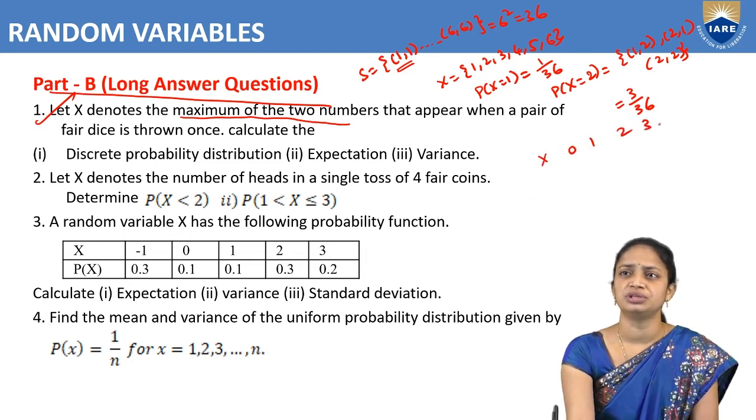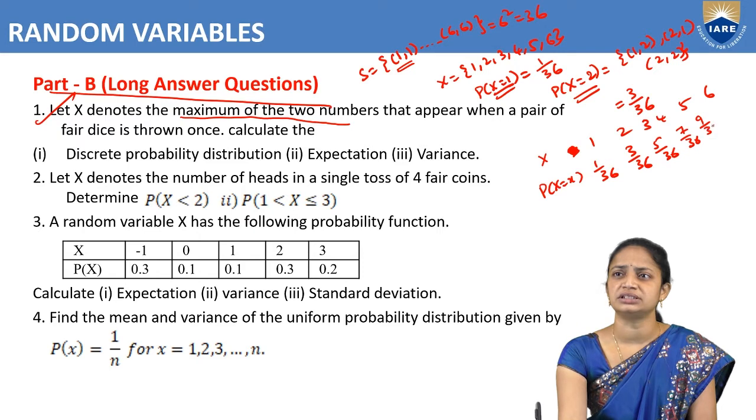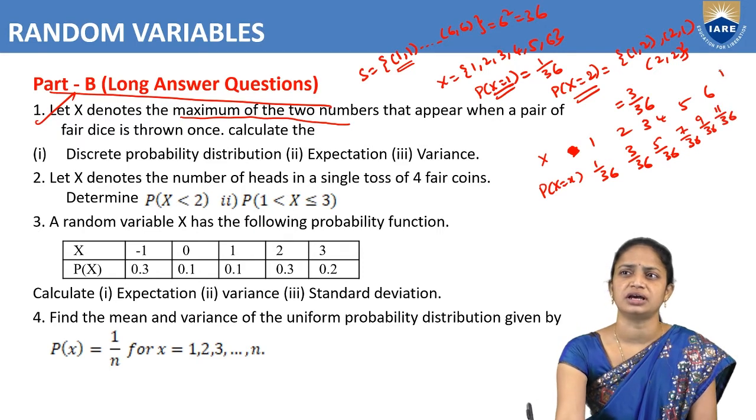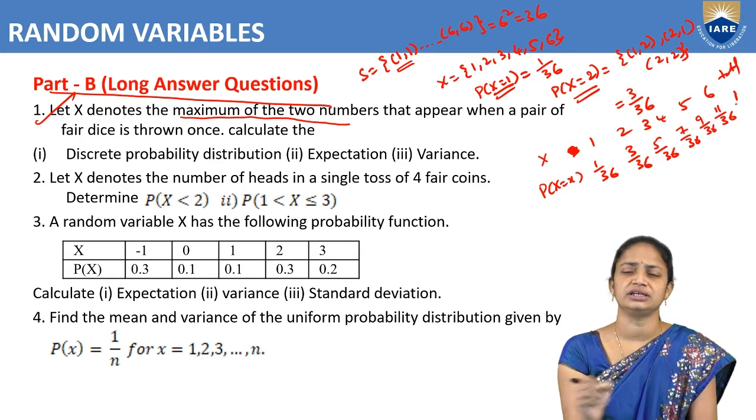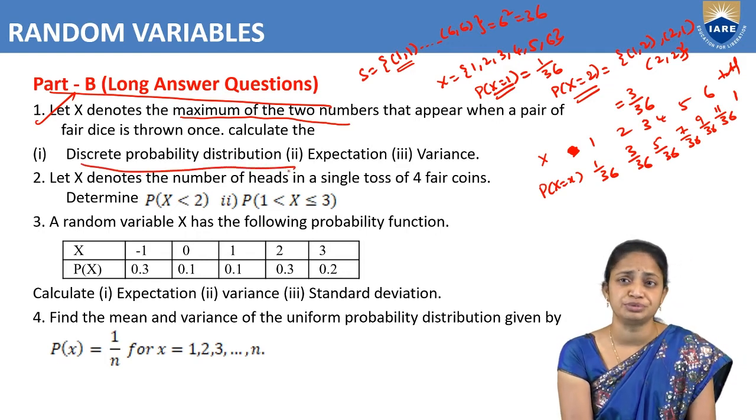X is from 1, 2, 3, 4, 5, 6, right? So what about the probabilities? The probability of 1 is 1 by 36, the probability of 2 is 3 by 36, then 5 by 36, next 7 by 36, 9 by 36, and 11 by 36. Then the total probability is equal to 1. So this is our discrete probability distribution table.